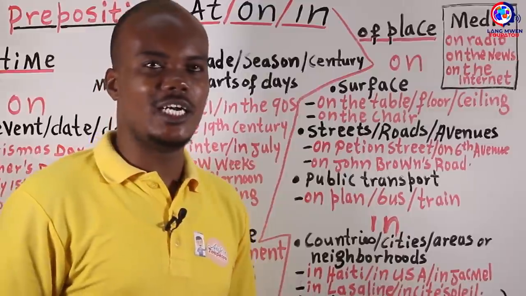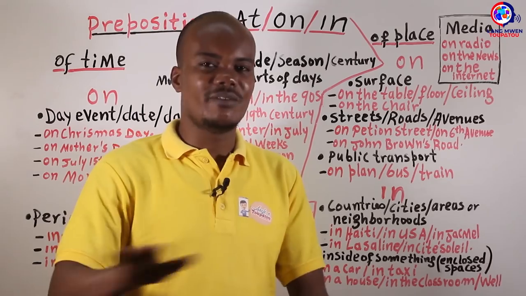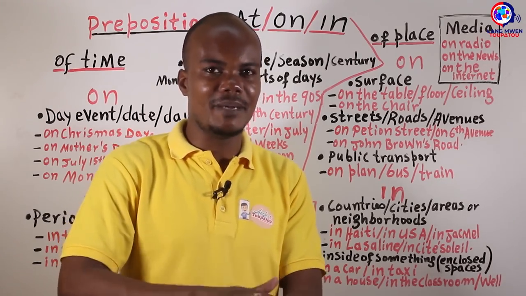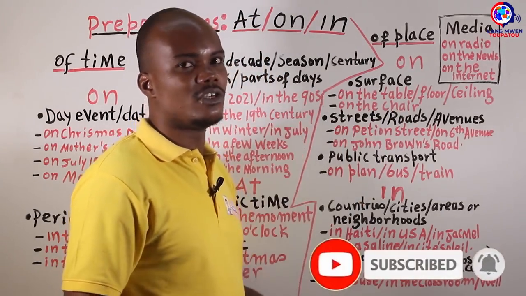You can say on the chair. She sits down on the chair. Elle s'assoit sur la chaise. Ça veut dire sur la surface de la chaise même. Okay? So you say on for talking about surface.